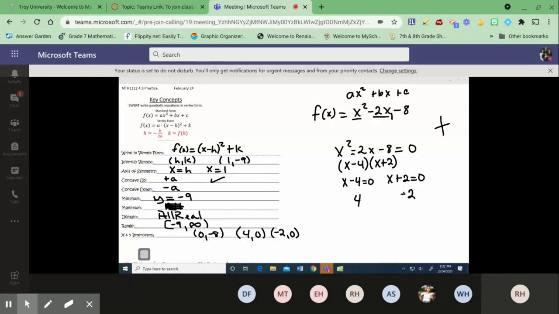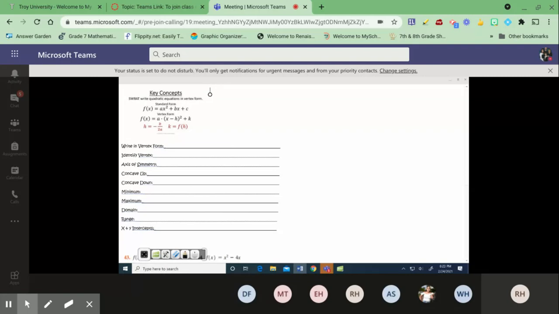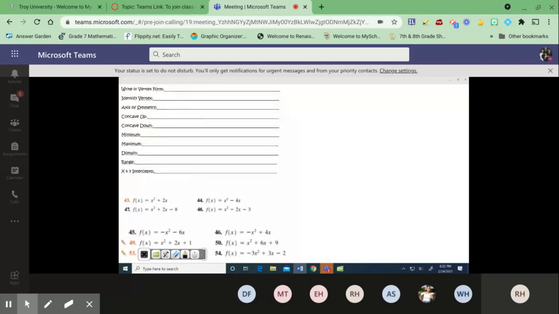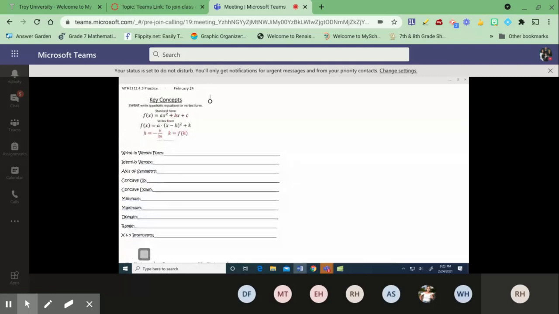Think that's going to be bad? Too bad. All right, let me see if I can. So let's try 43, x squared plus 2x.